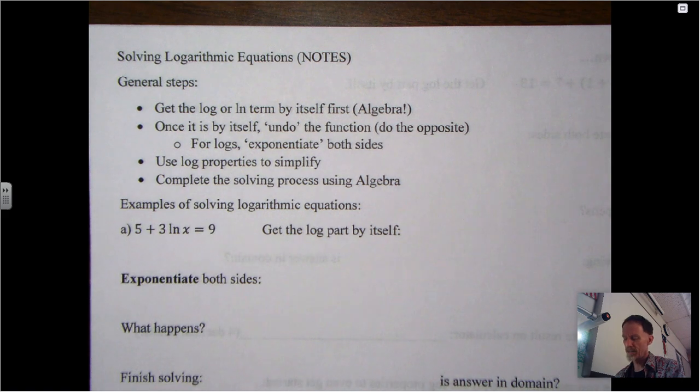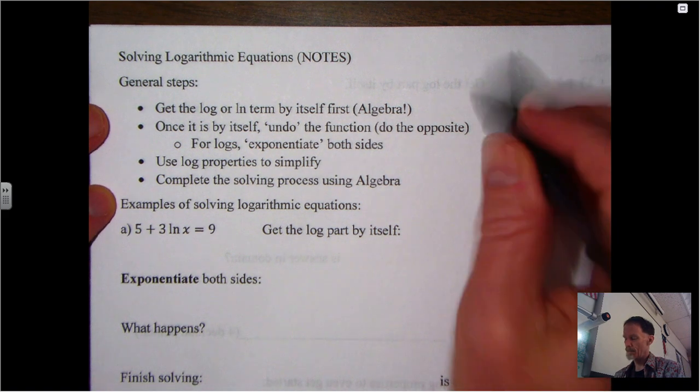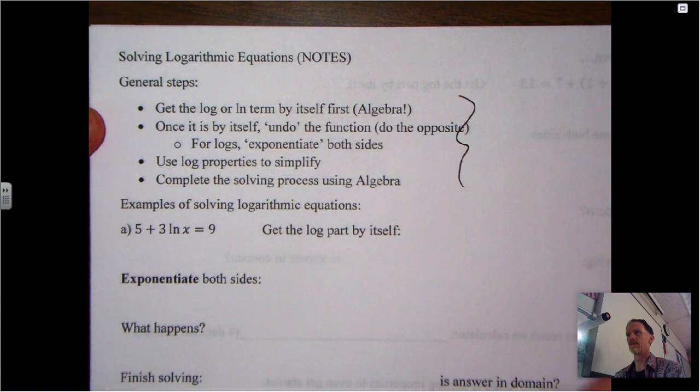So we're continuing the series now on exponential and logarithmic equations. Last video we talked about how to solve exponential equations, and today we're going to talk about how to solve logarithmic equations. The steps are shockingly similar.